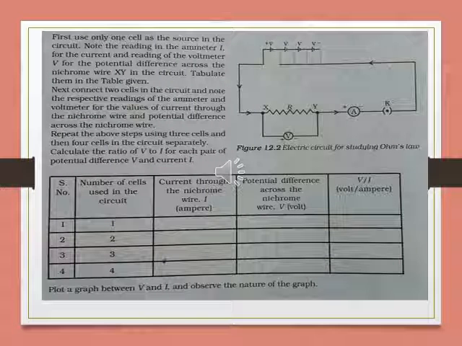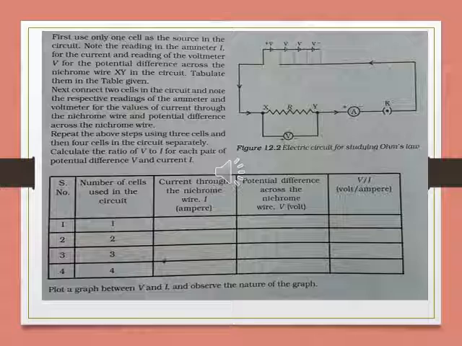See here, the figure shows the combination of nichrome wire, ammeter, voltmeter and the cells, which are of 1.5 volt each. First, use only one cell as a source in the circuit, because then only we can check the variations and the difference in the current flowing through the circuit. So, first use only one cell as a source in the circuit.